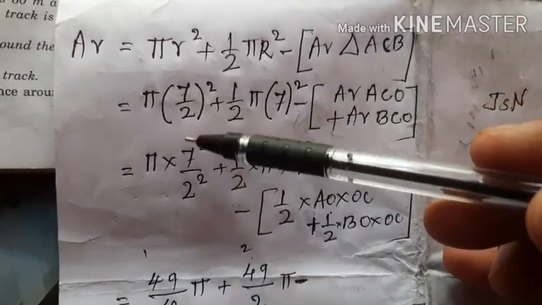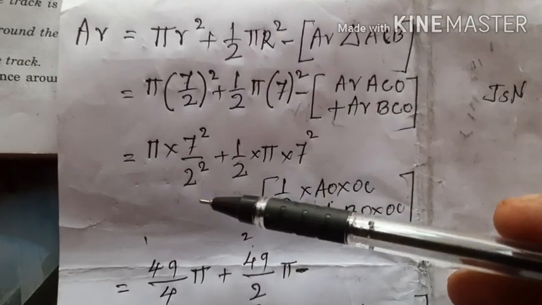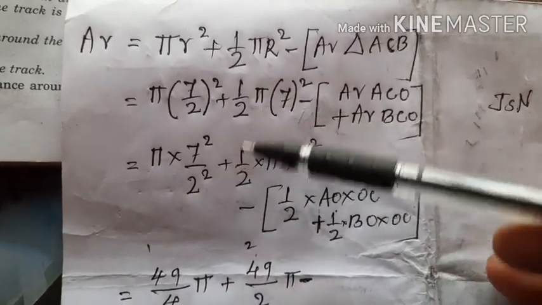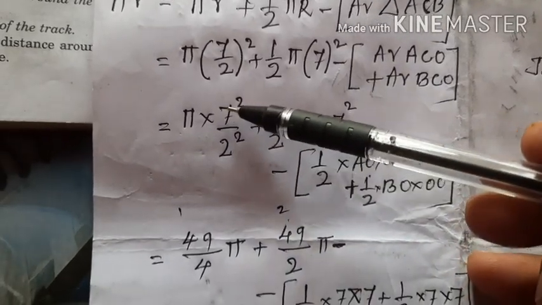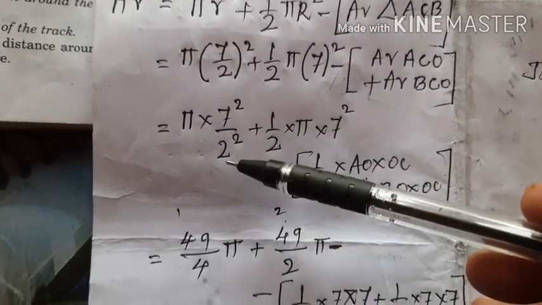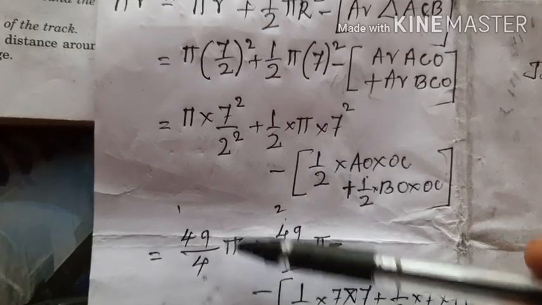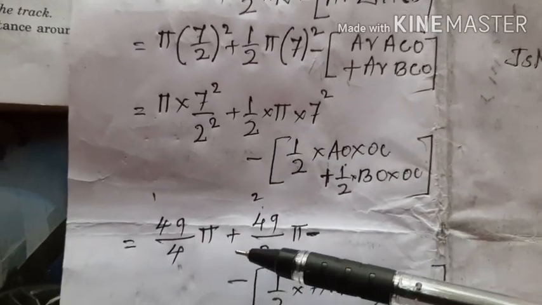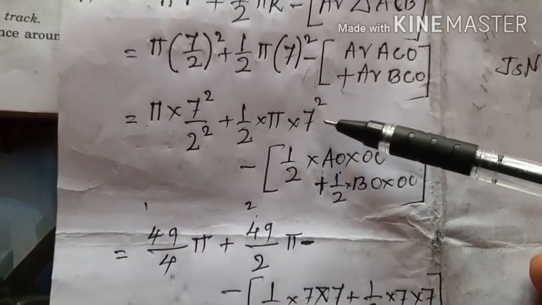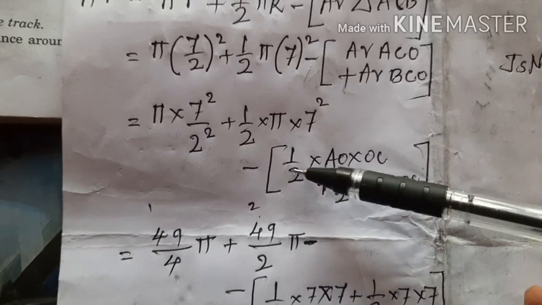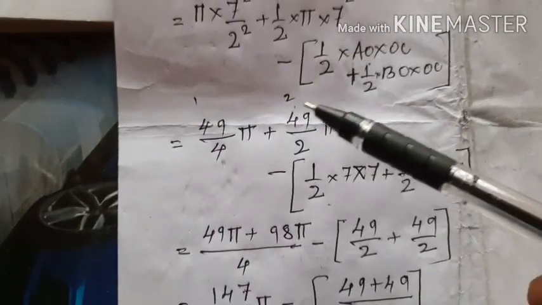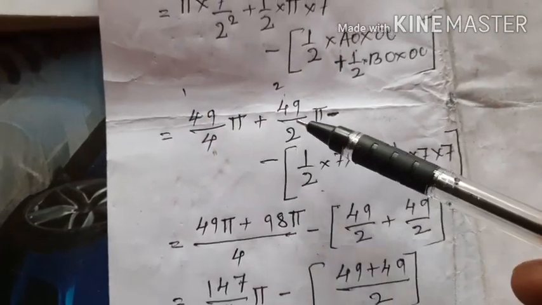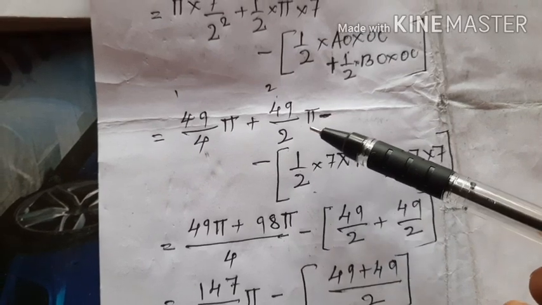Here 5 into 7 by 2 the whole square is 7 square by 2 square, plus 1 by 2 into 5, 7 square. Here 7 square by 2 square is 49 by 4. So 49 by 4 into 5 is 49 by 4 5, plus 7 square is 49. 49 into 1 by 2 is 49 by 2 into 5. So we have 49 by 4 5 plus 49 by 2 5.